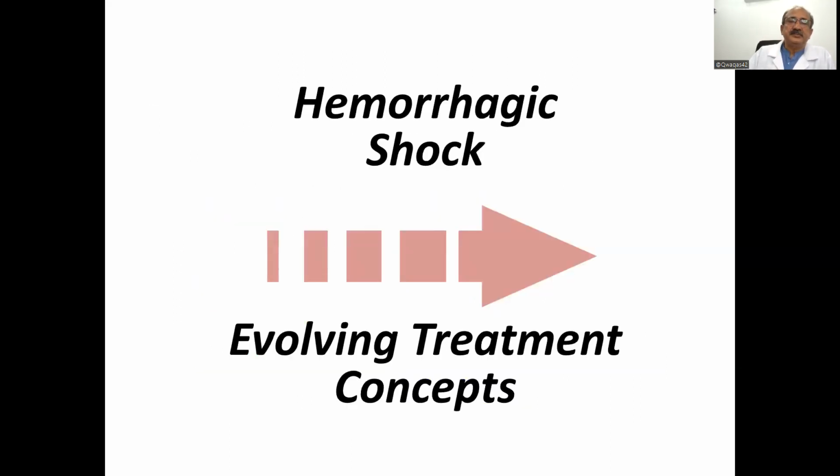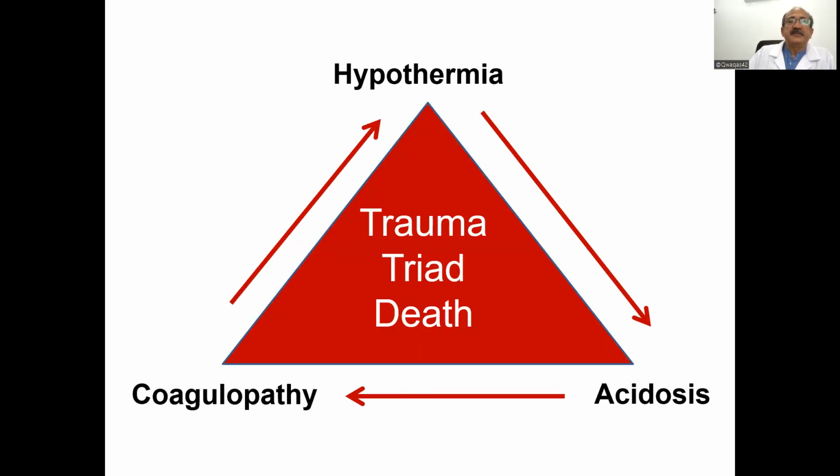Hemorrhagic shock. What are the evolving treatment concepts? Look at this: the lethal triad, or trauma triad of death. There is a vicious circle of hypothermia, acidosis, and coagulopathy. Our aim is to break this vicious circle at any level: maintain good temperature, avoid acidosis and coagulopathy. If we are unable to break this vicious circle, we cannot get out of it.